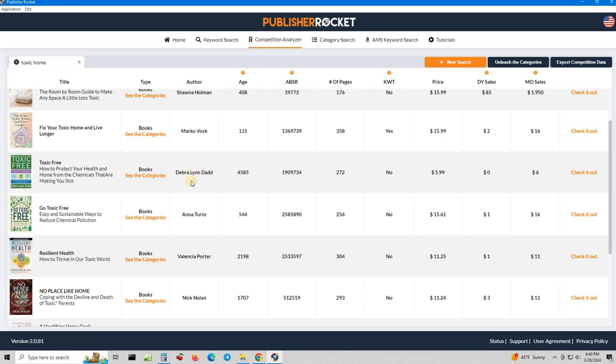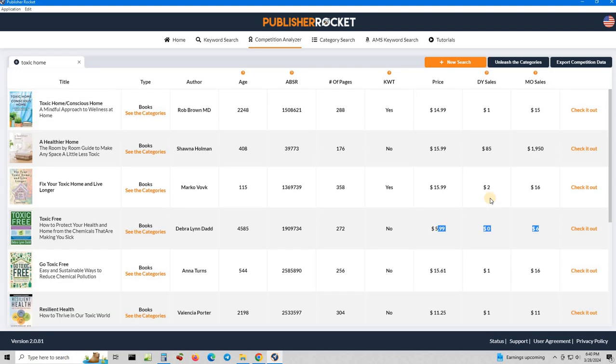Here's one that's very similar to your book. Deborah Lynn Dodd. Fairly lengthy book. Low price. Very cheap. Too cheap. Why is it so cheap? I'm sorry, those are sales. $6 for the paperback. That is cheap. I'm sorry. She's making $6 a month. Her book is $6, and she's making $6 a month. And this is the paperback. Why?